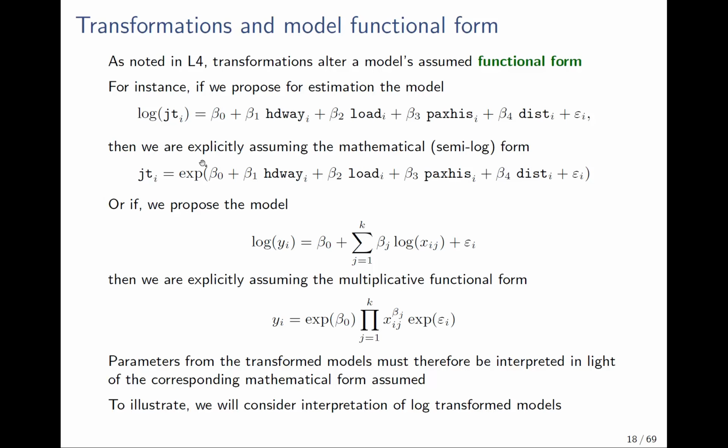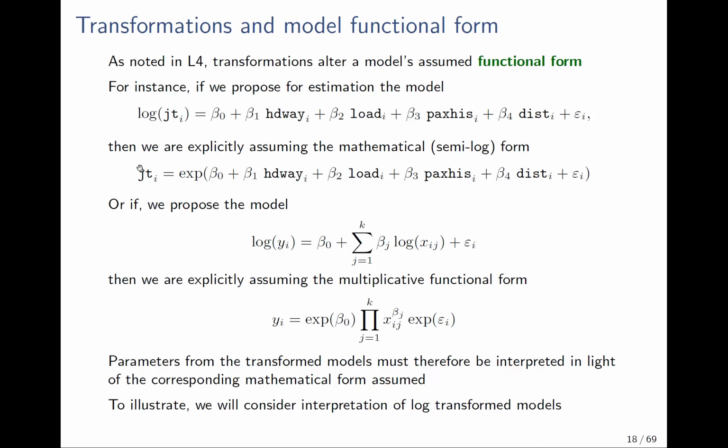Okay, now let's talk about transformations and model functional form. And I want to say at the start that an important property of transformations that you must understand, as we noted in lecture 4, is that a transformation alters the model's assumed mathematical form, its underlying mathematical form. So for instance, if we propose the model for estimation with log journey time as the response, so not journey time itself, but the log, then the mathematical form we're assuming is as follows.